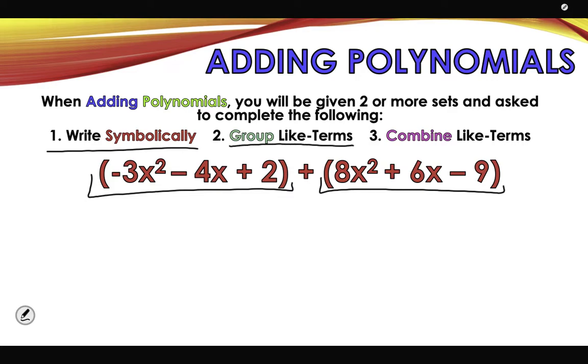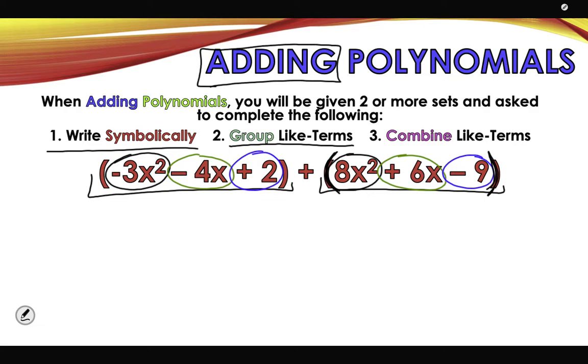Next thing is grouping like terms. So I already said these two are like terms. And then I said these two are like terms, and these two are like terms. But the problem with trying to group straight away is that I have a set of brackets right here, and when we're grouping, this is the operation that we're doing. We are adding.